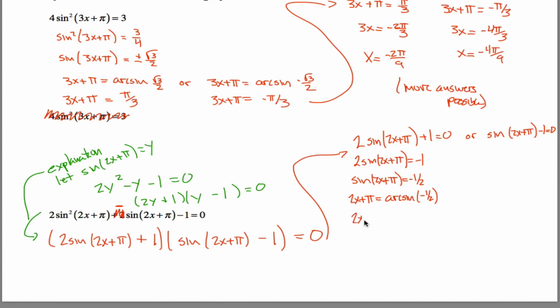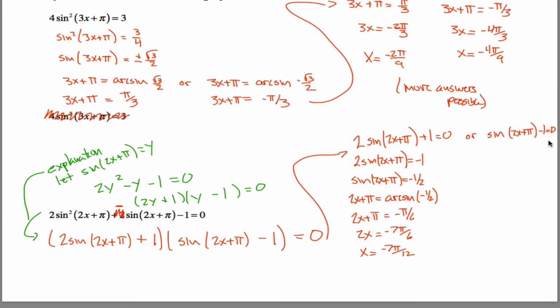So I got 2x plus pi equals negative pi over 6. Subtract pi from both sides of the equation. You get 2x equals negative 7 pi over 6. Divide by 2. You get x equals negative 7 pi over 12.